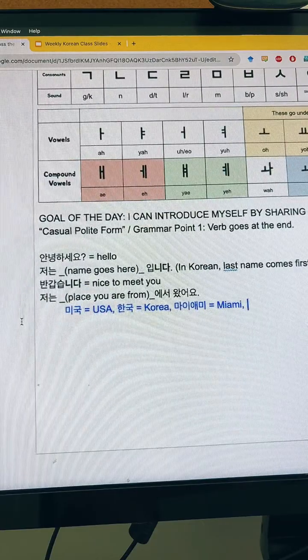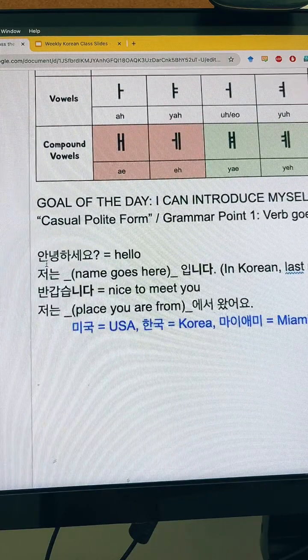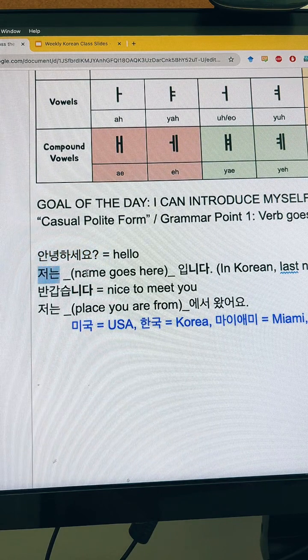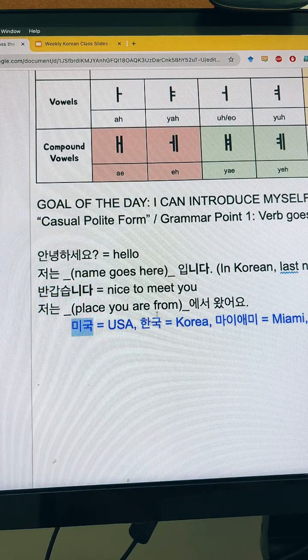So far we have about 4 sentences. Let's go over from the beginning. 안녕하세요. 저는 지니입니다. 반갑습니다. 저는 미국에서 왔어요.